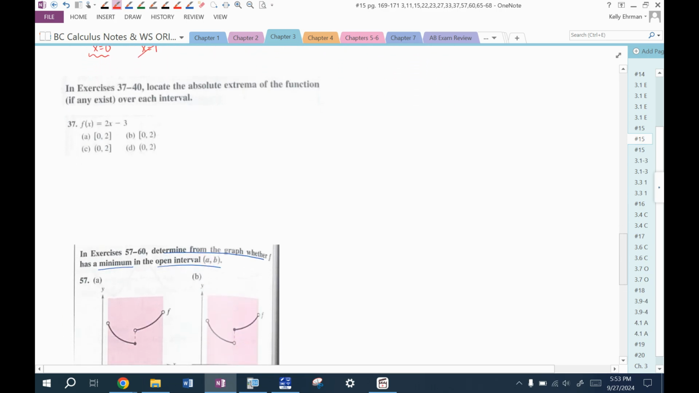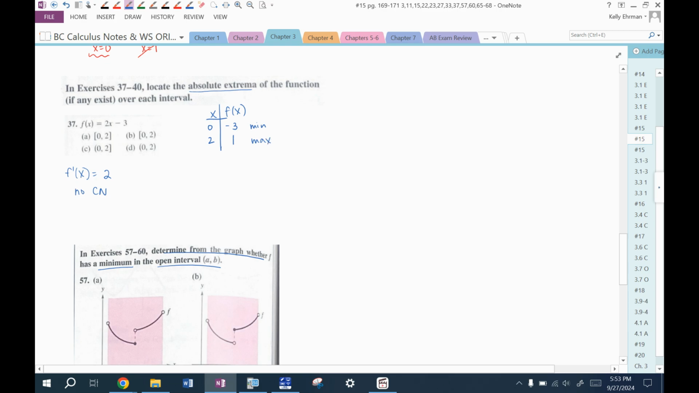Okay. For 37 through 40, locate the absolute extrema of the function, if any exist, over each interval. So this is a linear function. You could graph it if you want to. All of these involve 0 and 2. And if I were to find f prime, I would just get 2, right? So there are no critical numbers. So we're really just saying, let's go ahead and plug in the endpoints, 0 and 2. When we plug in 0, we get negative 3. And when we plug in 2, we get 4 minus 3 is 1, right? So negative 3 is a minimum, and 1 is a maximum.